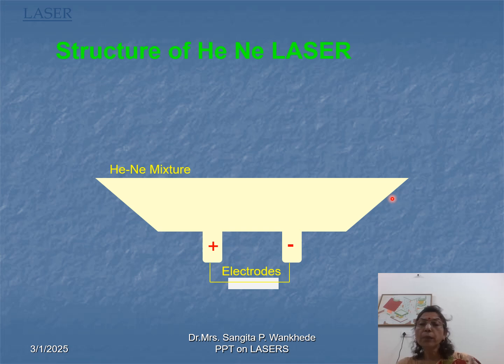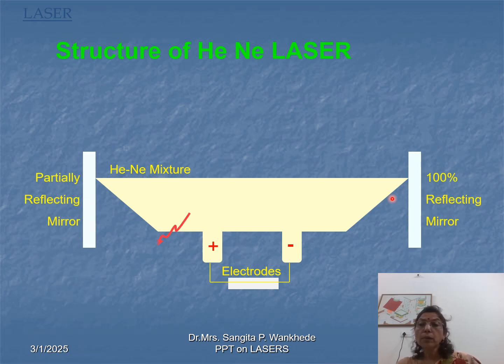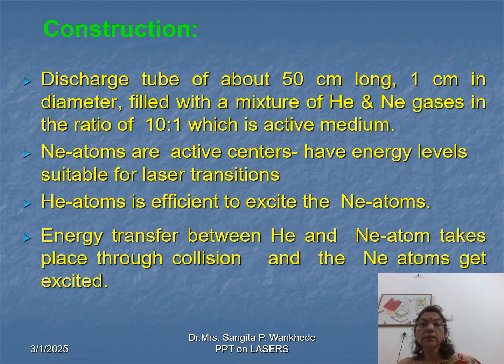The pumping method is the electric discharge method. Here the front mirror is partially silvered, this side, and the back mirror is a 100% reflector. So the electrodes, and the electric discharge passes through this. The tube is 50 centimeters long and 1 centimeter in diameter, and the helium to neon ratio is 10 to 1. So here the helium neon atoms are the active centers.